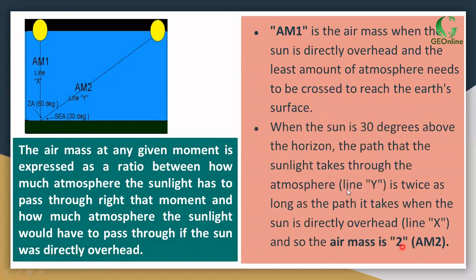Second, AM2. When the sun is 30 degrees above the horizon or 60 degrees from zenith, the path that the sunlight takes through the atmosphere is twice as long as the path it takes when the sun is directly overhead. So this distance is twice this distance. Therefore, when we are taking the ratio, this is approximately 2. Therefore, this is called AM2. This is all about solar energy.